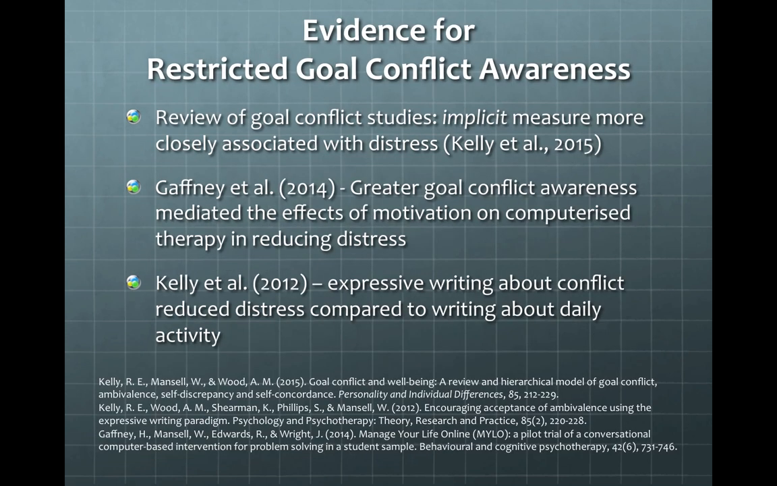we've also attempted to measure the awareness of conflict in a number of ways. Earlier studies that have done this tend to have found that implicit measures of goal conflict are more associated with distress, which would again support this account. And then we've done studies where we've looked at the mechanism in other interventions. So Hannah Gaffney looked at the accounts that people wrote of their problems to a computer that was asking questions to help them elaborate on their problems, and found that goal conflict awareness mediated the effect of their motivation to use the computerized therapy in reducing distress.